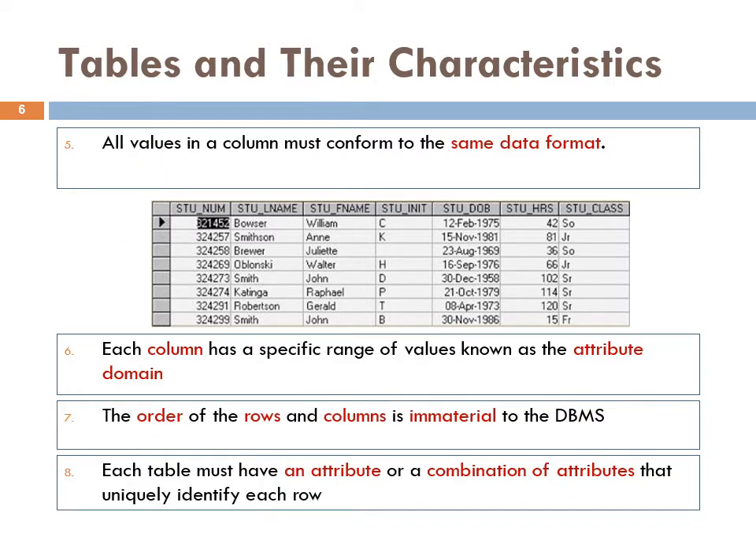Next is characteristic number 5. All values in a column must conform to the same data format. For example, this student number is normally unique and holds the same data format, like a number. Number 6, each column has a specific range of values known as the attribute domain. The order of the rows and columns is immaterial to the DBMS. And each table must have an attribute or combination of attributes that uniquely identifies each row.